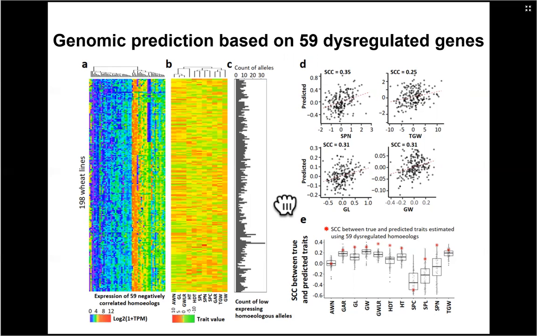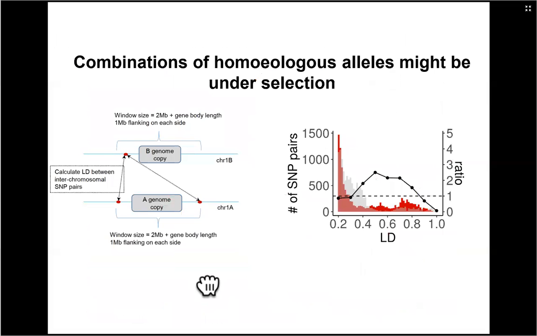This means that those 59 genes can predict traits very well, despite a lack of direct correlation between their expression profile and the traits. So we cannot find any direct evidence of the association between each of those genes and the agronomic traits. Although we do not know why those dysregulated genes impact agronomic traits, we observe elevated linkage disequilibrium between the corresponding homologous genomic regions compared to the genomic background.